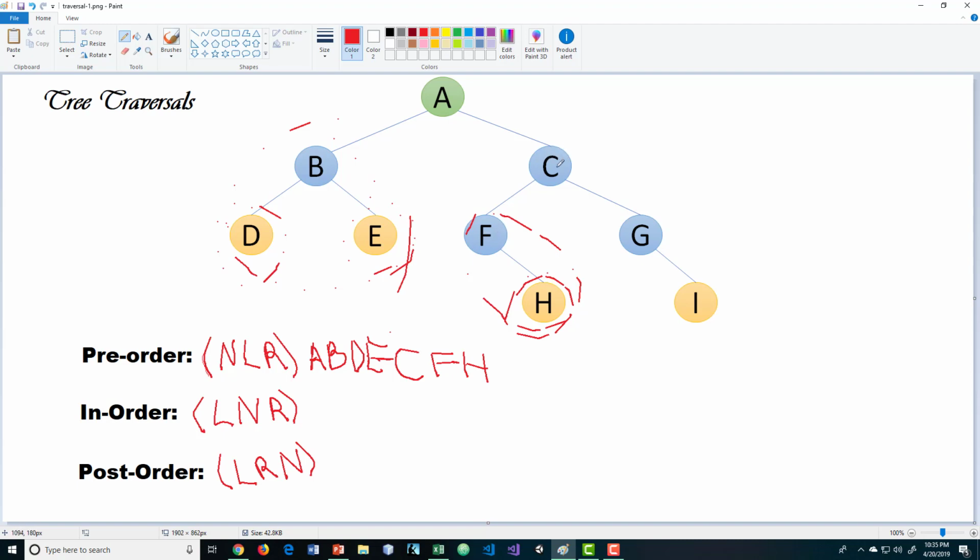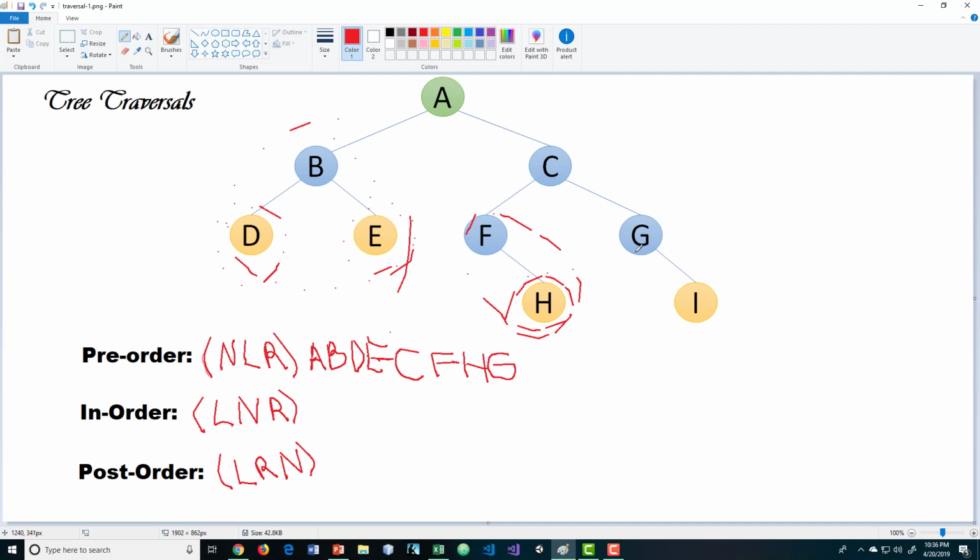I go up to C. We ask C, have you written yourself out? Sure have. What about your left? Yep, done with that, but not my right yet. So I go to the right, and I see that I have a G here. The G is now my root. It's now my N. So I say, hey G, have you written yourself out yet? Nope, sure haven't. So we do G.